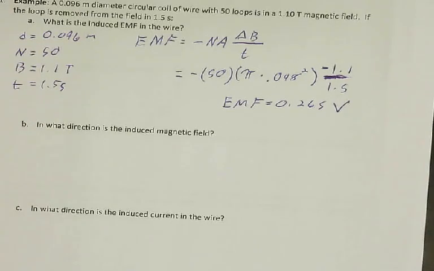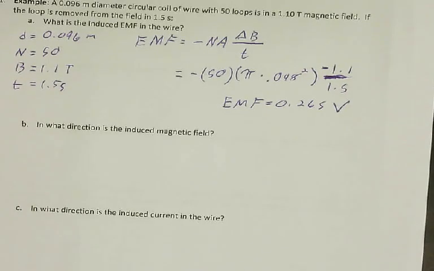So would delta B always be negative? No. Here's where it would be positive: if I insert a magnet into it, it would be positive. If I remove the magnet, it's negative, because the magnet goes down.